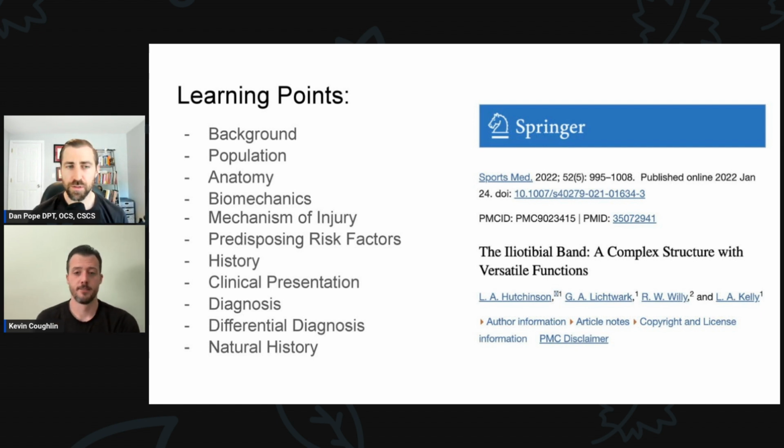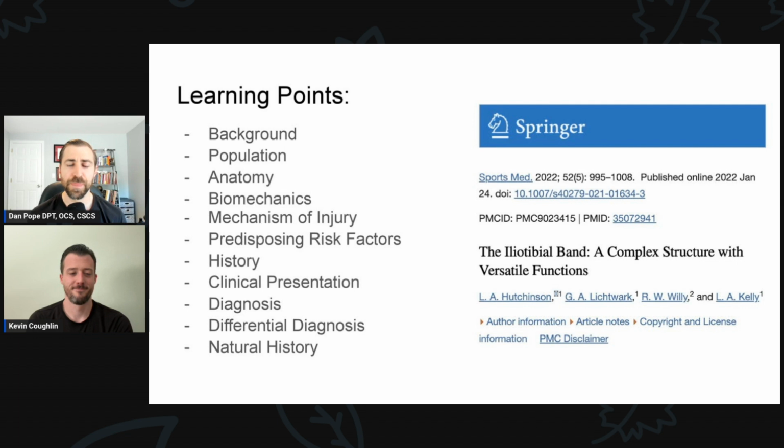We're going to go over the background of IT band. We're going to go over which population it is most common in. We're going to go over anatomy, biomechanics, the mechanism of injury. We're going to go over predisposing risk factors, history taking for your patients, clinical presentation, diagnosis, differential diagnosis, as well as the natural history of ITB pain.